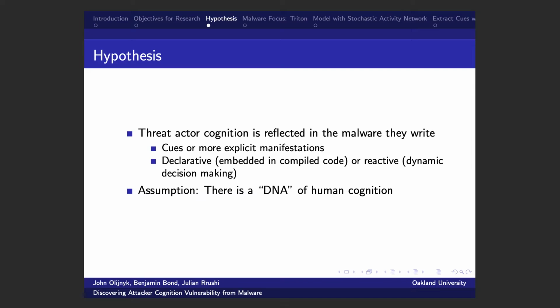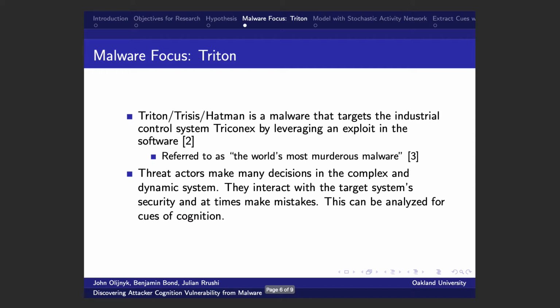to the compromised machine. And so our assumption underlying all of this is that there is a DNA of human cognition, meaning that one person's cognition is identifiable from another, or one group's from another, so that a profile can be built up over time to identify the specific author.